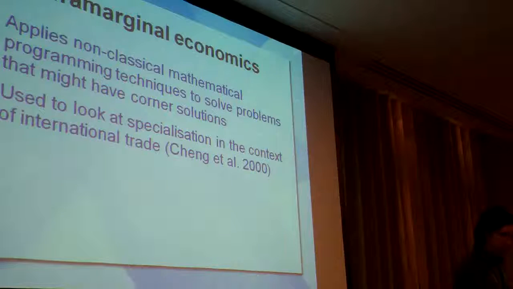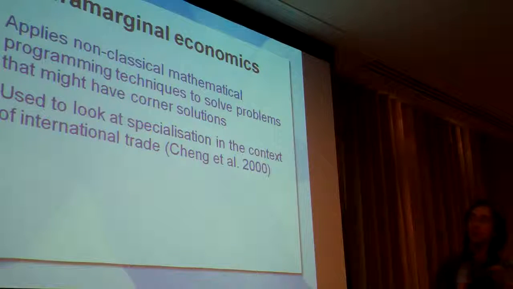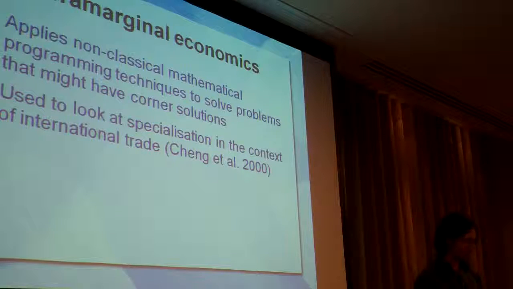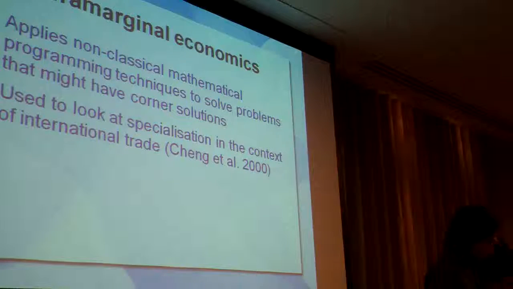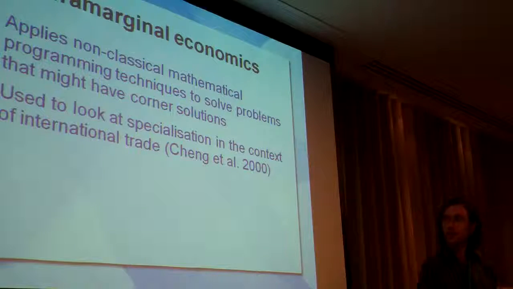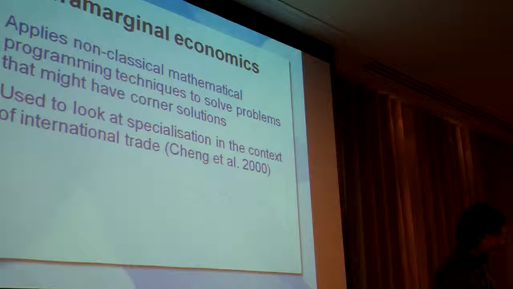And the way I've gone about it, and there are presumably other ways of doing it, is to apply inframarginal economics. It looks at using non-classical mathematical programming techniques to solve problems that might have corner solutions. The applications go back as far as Coase in 1946, and the term was first used by Buchanan in 1962. A lot of the applications recently have looked at specialization in the context of international trade, and this program uses a similar approach to Cheng et al.